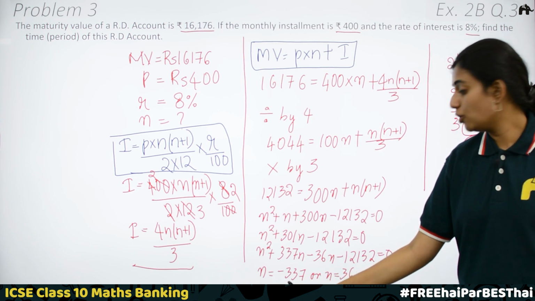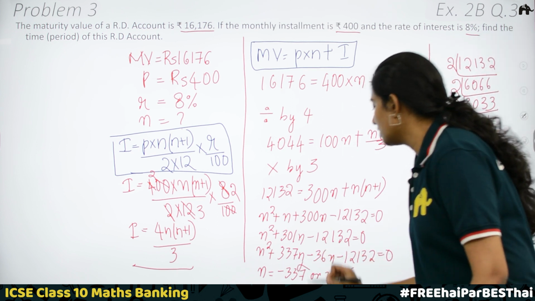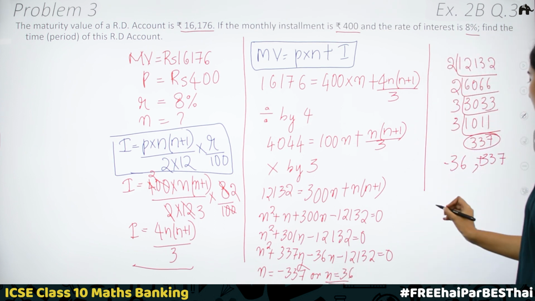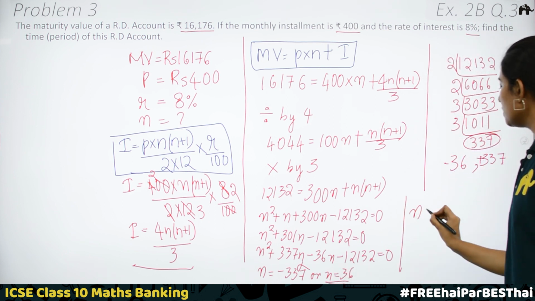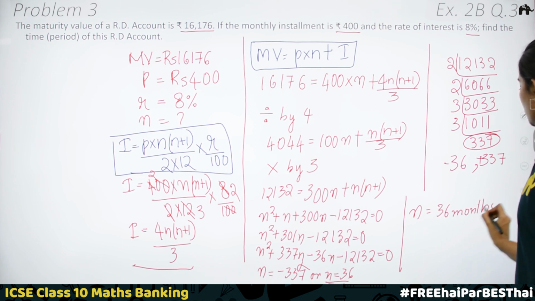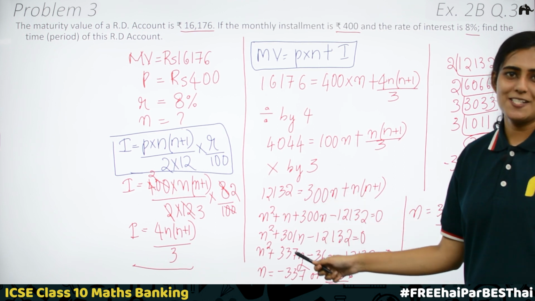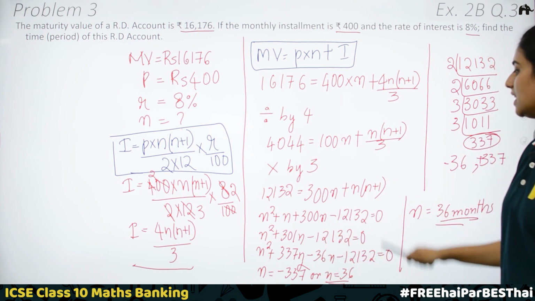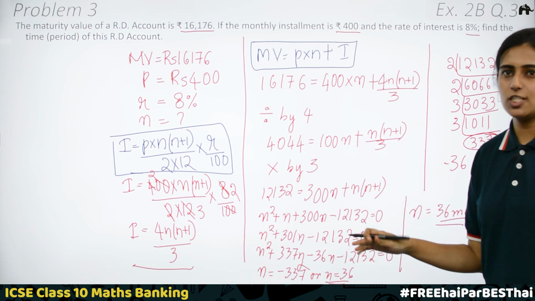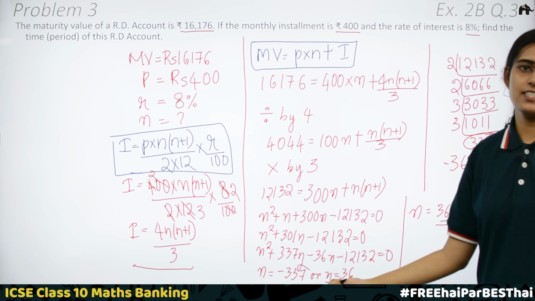Negative value won't come because number of months is always positive. So this value is not possible. N is equal to 36 months. So the final answer is n is equal to 36 months. Now we are experts in solving quadratic equation. Use this method to solve. If you are using the formula, it may take you some time to do the complete calculation. Here this factorization can be done easily and then you will be getting the final answers.